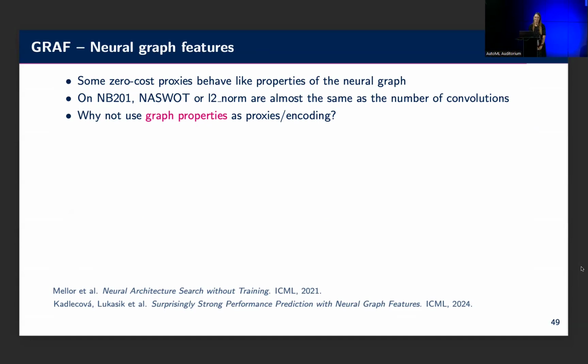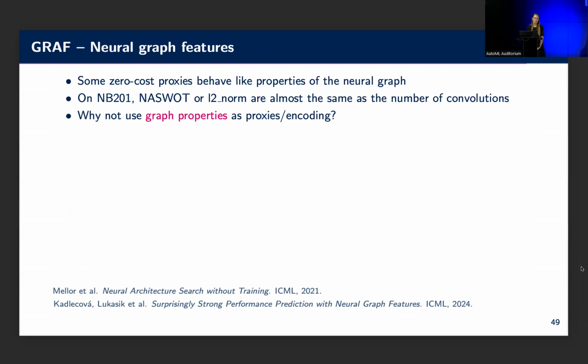Hello. I was wondering, do we know if zero-cost proxies are robust to things like the initialization of weights, if they depend directly on weights, by random seeds or potentially different initialization schemes? Does that have a big effect on these?